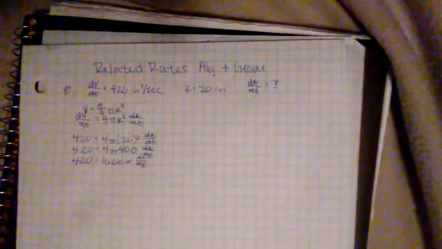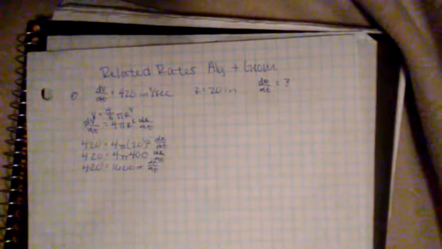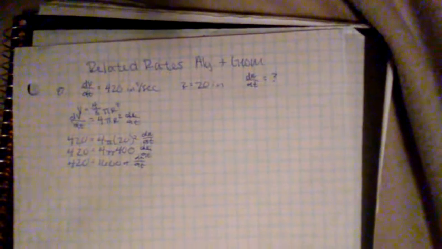We end up with 1,600 pi dr/dt is equal to 420. Now what we need to do is divide the 1,600 pi to the other side. The answer leaves us with dr/dt is equal to 0.084. Don't forget the units, inches per second.